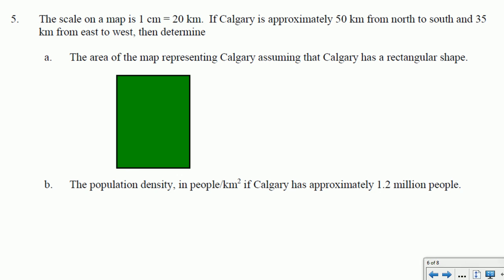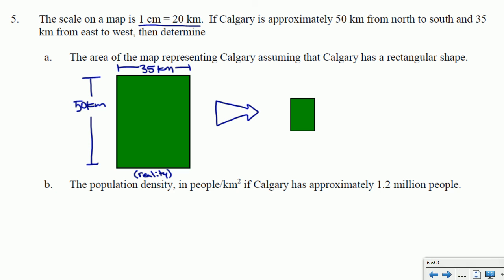From north to south, it's 50 kilometers, and from east to west, it's 35 kilometers. So now we need to shrink this area down so that it would fit on a map. And for the map we've chosen, 1 centimeter equals 20 kilometers. So here's our tiny map, and we need to shrink the actual area down so that it fits onto the map.